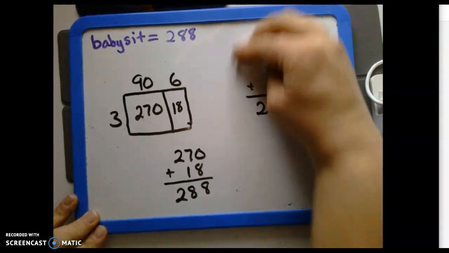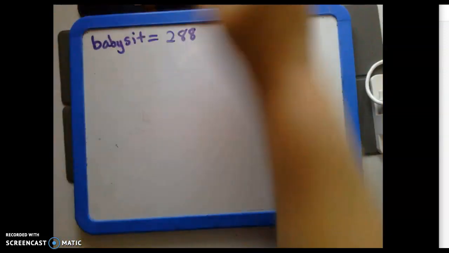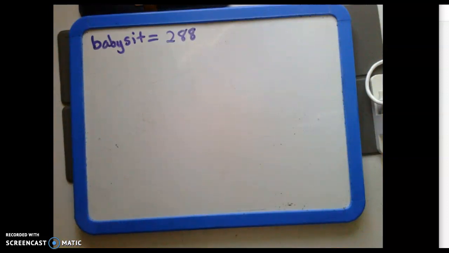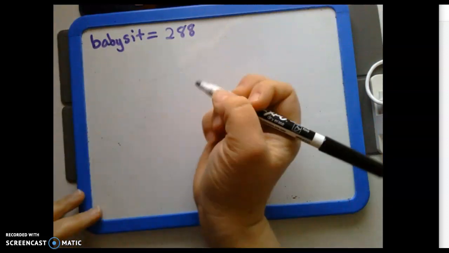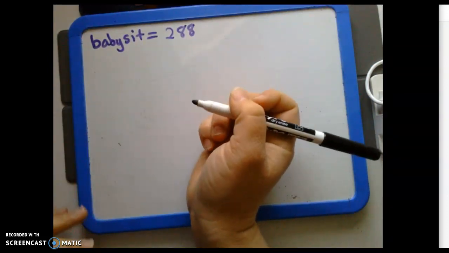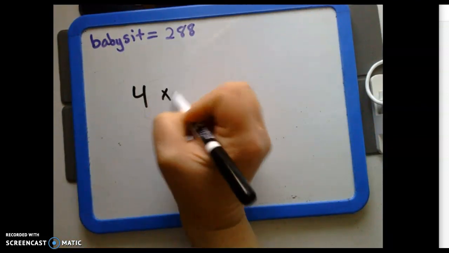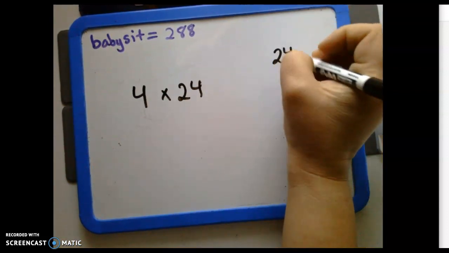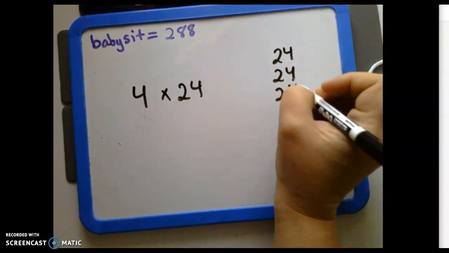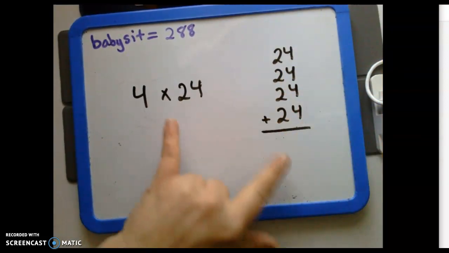All right, now we have to figure out how much money she earns doing all those chores. If we look back at our story problem, it tells us that she did chores for 4 weeks. And each of those weeks that she did chores, she earned $24. So if I thought to myself, first week, second week, third week, and fourth week, each week she earned $24.